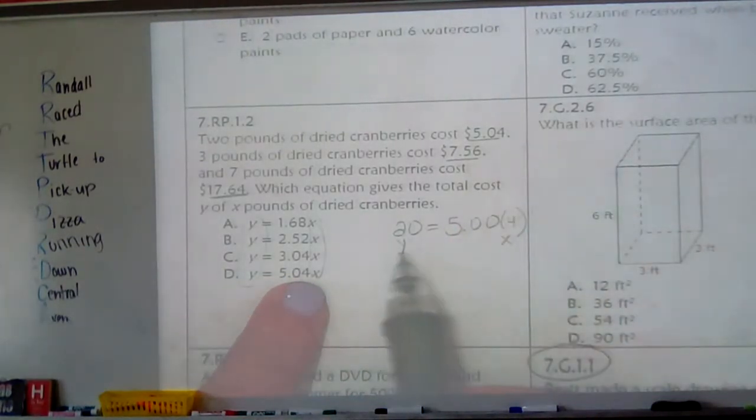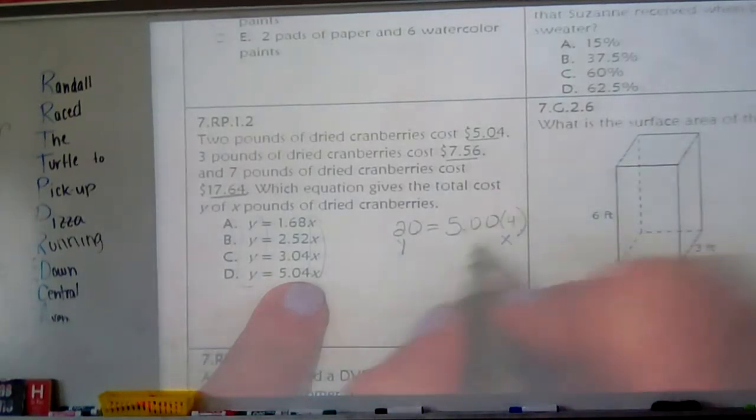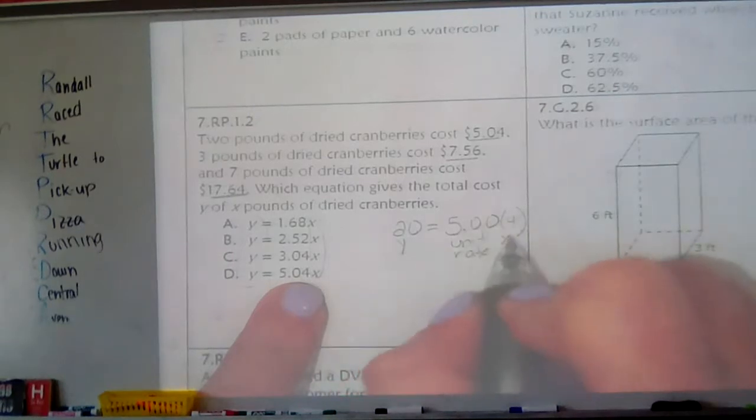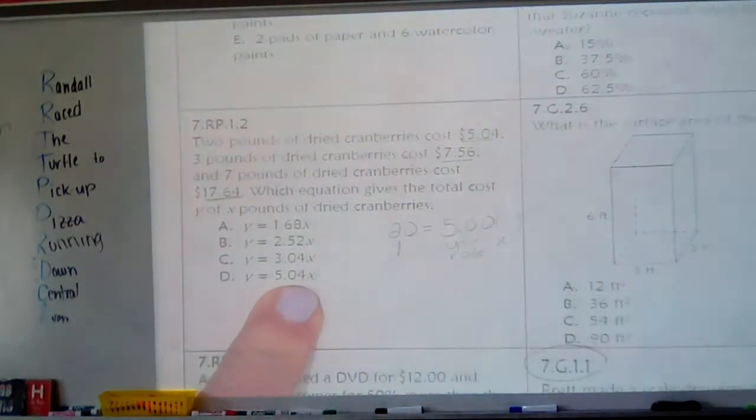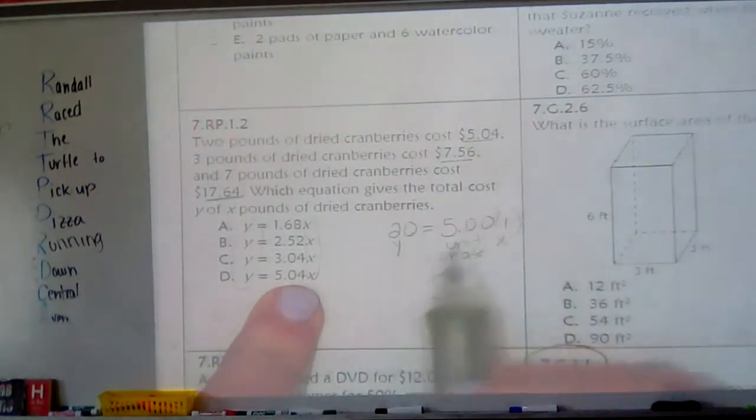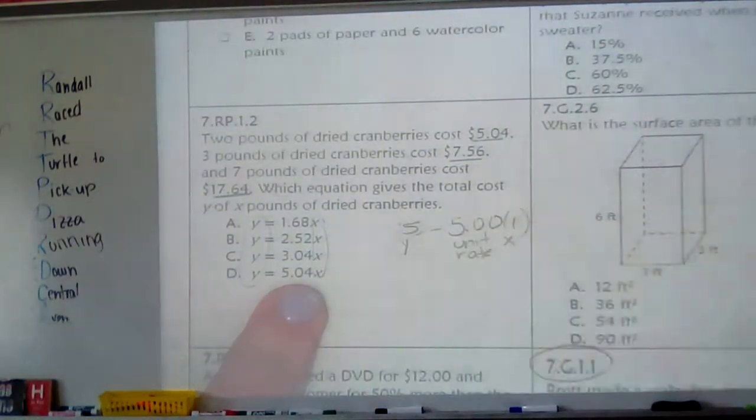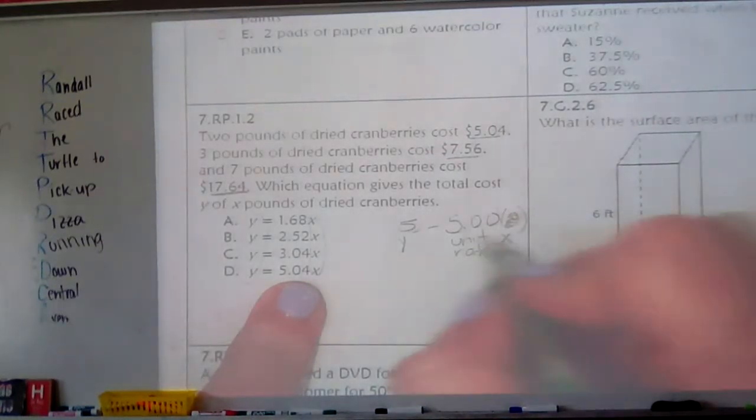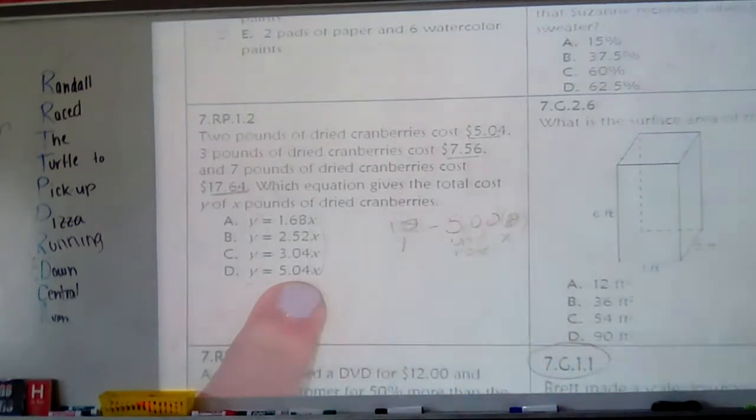So I have y is equal to this, x is equal to this. This would be my unit rate. How much is each pound? So if I only had 1 pound, 1 would be my x. 5 times 1 would mean my total cost would equal 5. You see? If I have 2 pounds, my unit rate is 5, so 5 times 2 would be 10.